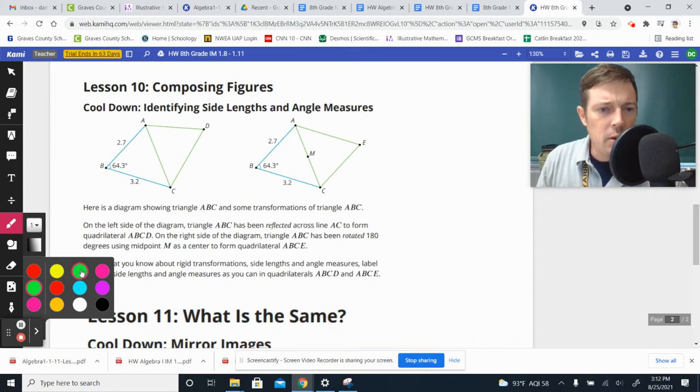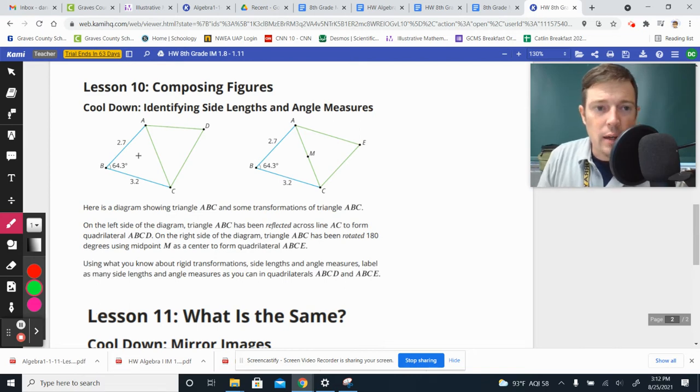Pretty easy today, but there is a very common mistake. So you might want to hang on there and check to make sure that you're not doing that. So the cool down, you're identifying side lengths and angle measures.